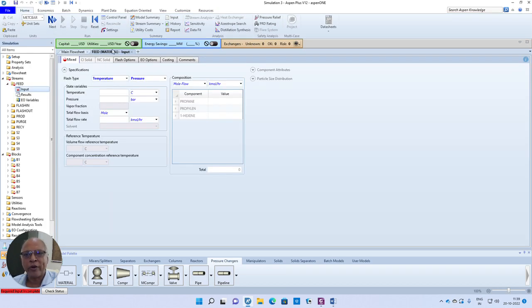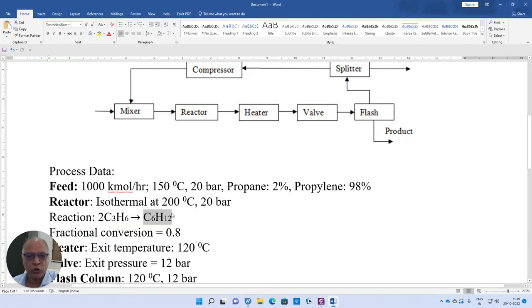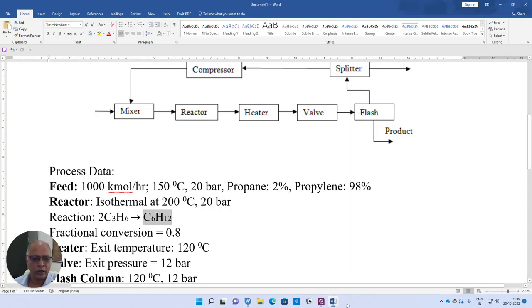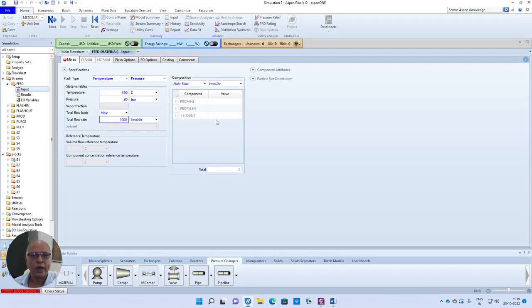So we are being asked to provide information with respect to the feed: 150 degrees centigrade and 20 bar. 50 degrees centigrade, 20 bar, and the feed is coming at the rate of 1000 kilomoles per hour. Is it so? Yeah, 1000 kilomoles per hour. And the mole fractions of the feed, the composition of the feed, 2% propane and 98% propane.